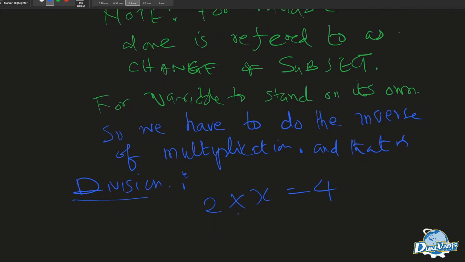This is the multiplication sign we have over here. So to be able to get x to stand alone, we have to put our hand on 2. When we do that, we know that since there's a multiplication sign over here, we have to divide. But also bear in mind that since we are going to do a division, we have to do it to both sides.